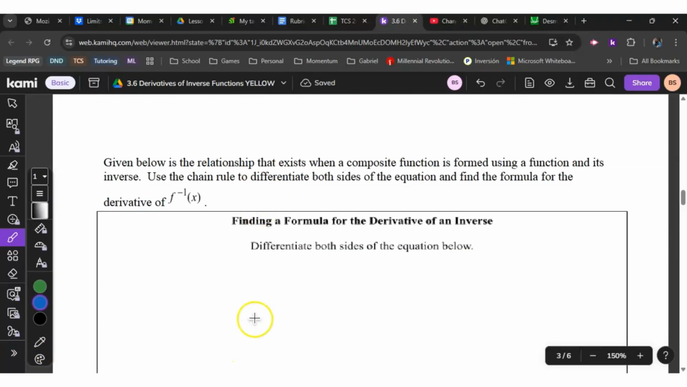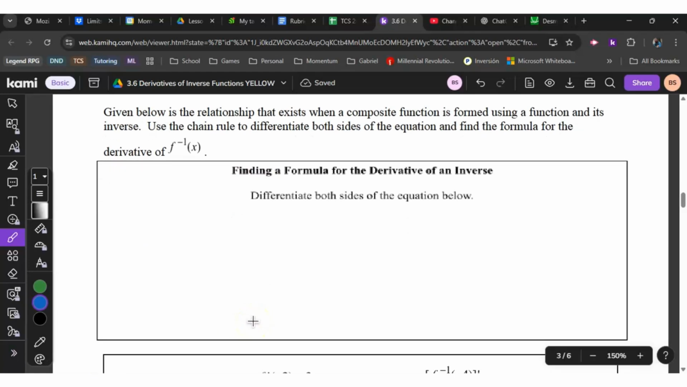All right, let's do it. Given the relationship that exists when a composite function is formed using a function and its inverse, use the chain rule to differentiate both sides of the equation and find the formula for the derivative of F inverse. So we're going to do a proof. Woo, we like proofs.